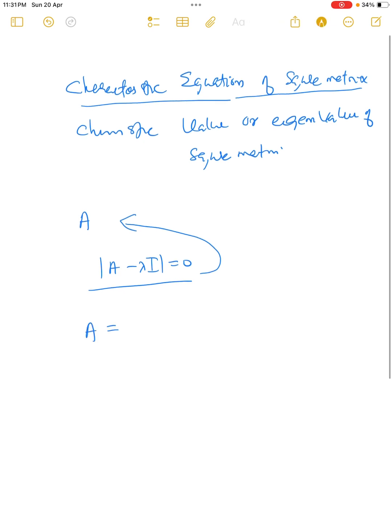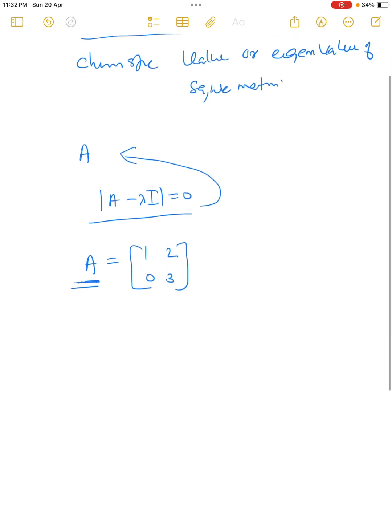For example, we need a square matrix. I take a square matrix A equal to 1, 2, 0, 3. Then we need to find the characteristic equation of the matrix A. By the definition, first we need to find the matrix A minus lambda I. Then we need to take its determinant, which is equal to 0. That equation is called the characteristic equation.